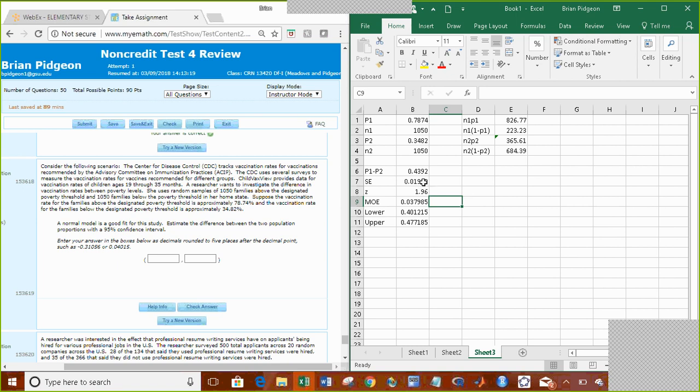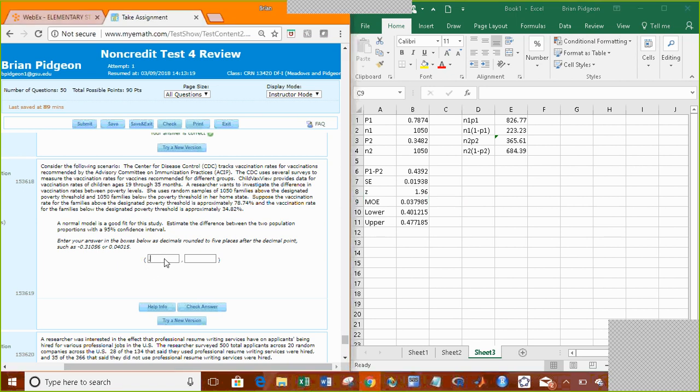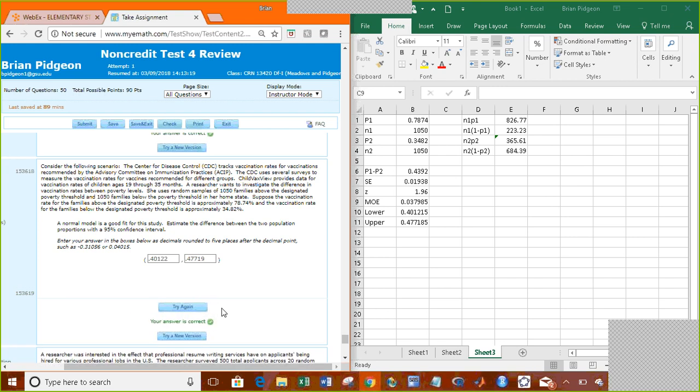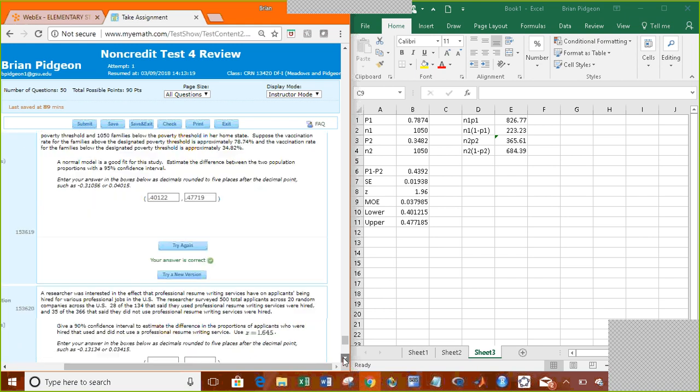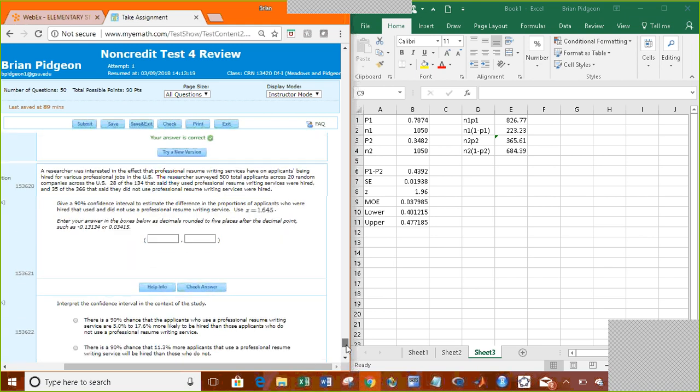It calculates the standard error, square root of p hat 1 times 1 minus p hat 1 over n1, and so on, then Z, margin of error, lower and upper. But what that means is 0.40122 and 0.47719. That is the 95% confidence interval for the difference. So there is strong evidence that the above poverty households have a different rate. Last question. I think yes.